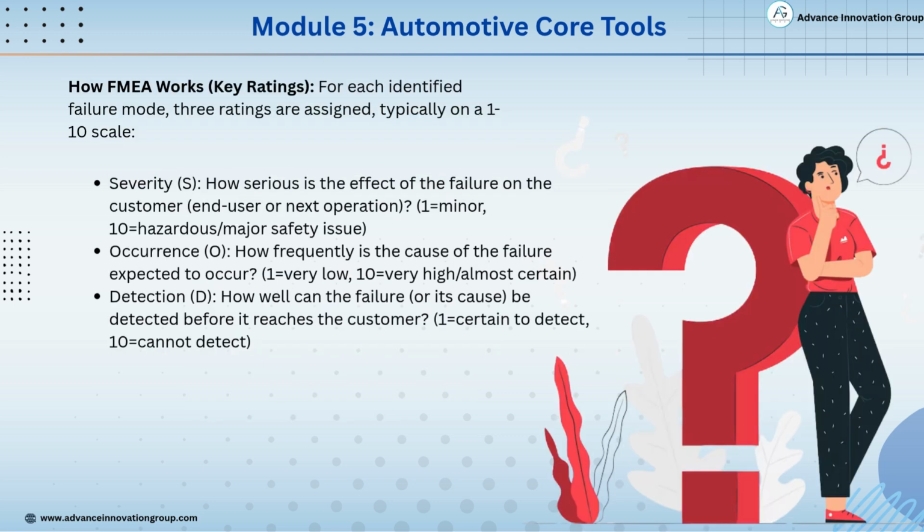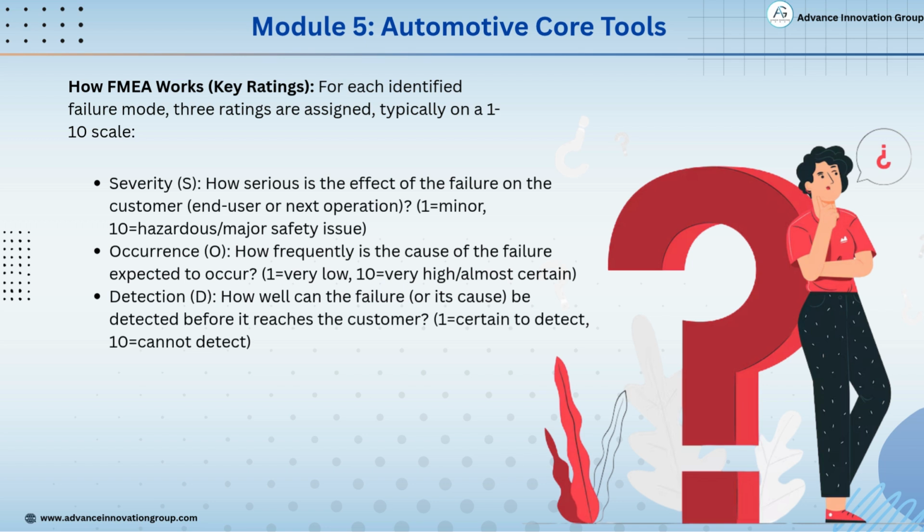This slide explains the core of how FMEA works, through assigning 3 key ratings to each identified failure mode. These ratings are given on a scale of 1 to 10, and they help prioritize the risks. 1. Severity, S. This measures how serious the effect of a failure is on the customer or the next process. A rating of 1 means minor impact, while 10 means hazardous or a major safety concern.